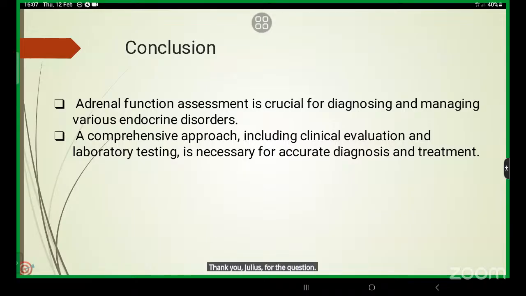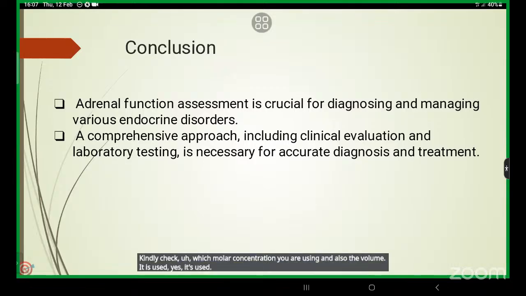Yes, concentrated HCl is also used as a preservative. You should also check the molarity of that HCl and also the volume. Kindly check which molar concentration you are using and also the volume. Yes, it's used. Thank you.